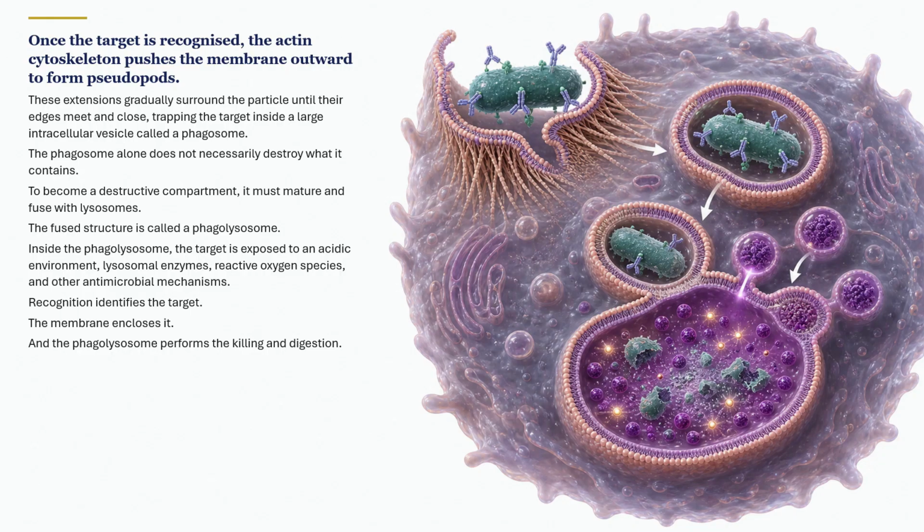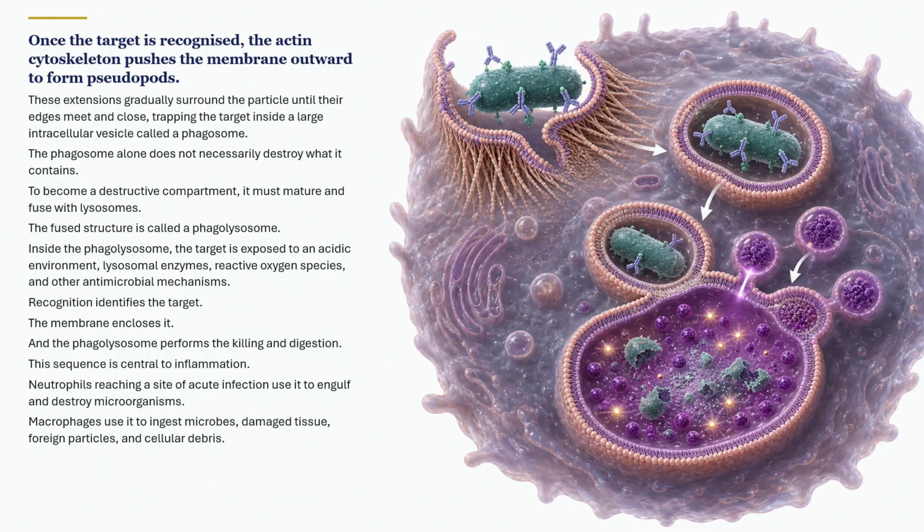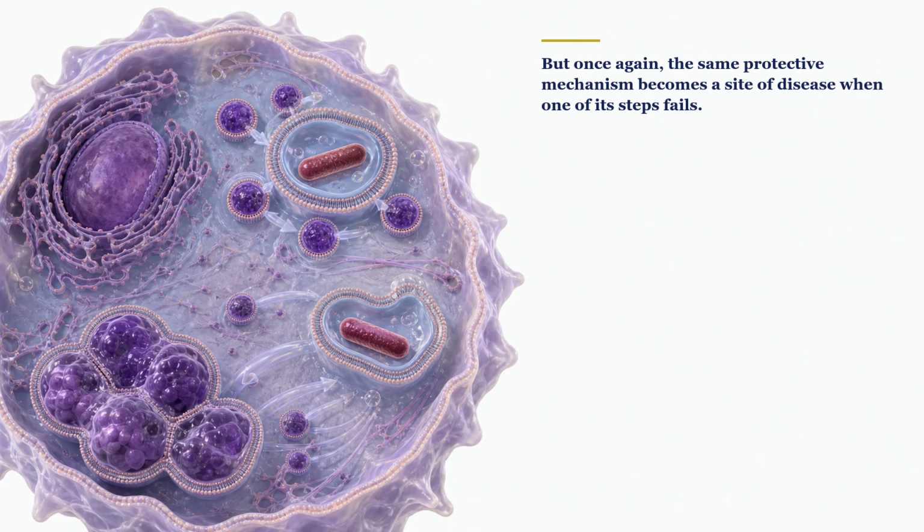This sequence is central to inflammation. Neutrophils reaching a site of acute infection use it to engulf and destroy microorganisms. Macrophages use it to ingest microbes, damaged tissue, foreign particles, and cellular debris. But once again, the same protective mechanism becomes a site of disease when one of its steps fails.